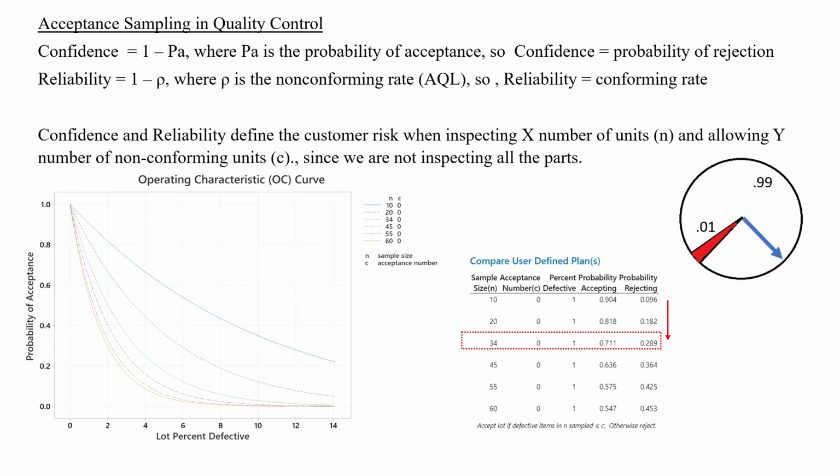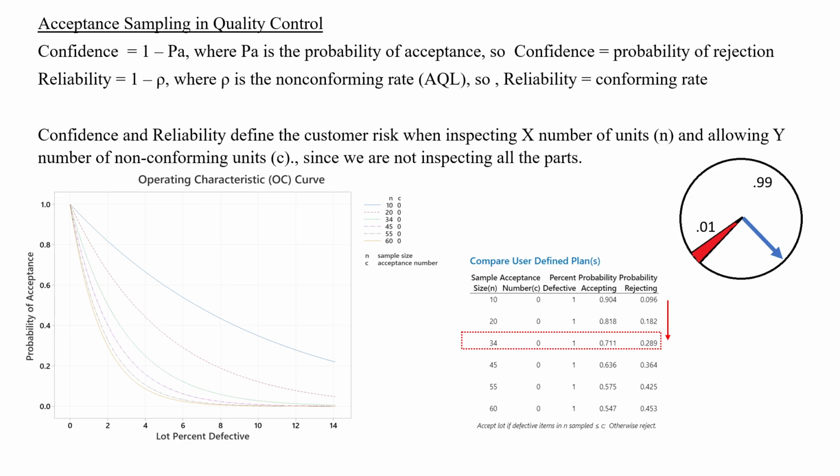Now we define the confidence and reliability for sampling. Confidence is 1 minus PA, where PA is the probability of acceptance. So confidence basically is the probability of rejection. And as you spin more, as you do more sampling, your confidence goes up. Reliability is 1 minus rho, and rho is the non-conforming rate. So basically your reliability is the conforming rate.